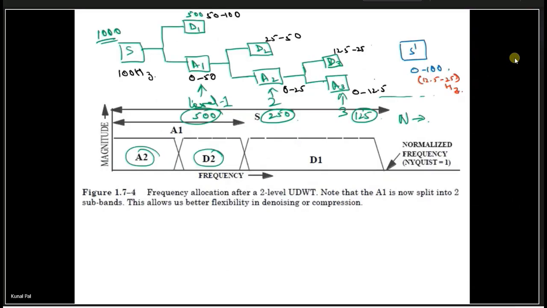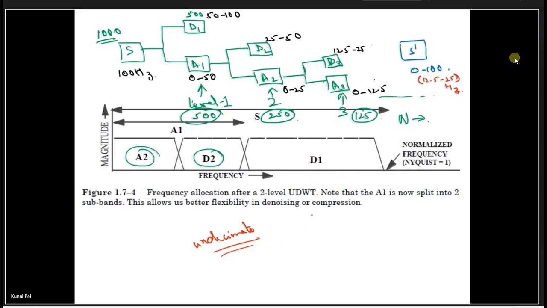We see a split up with every level, right? What do you mean by decimation? What do you mean by the word decimate? Decimate means you are dividing it. Decimation means you are dividing it. Undecimated means you are not dividing. So in the undecimated discrete wavelet transform, the signal length remains the same. However, decimated means you are decimating it by a factor of 2.